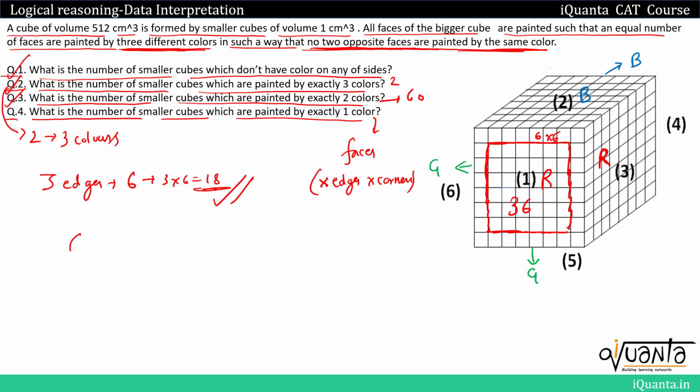We have 6 faces. On each face we have 36 cubes that have just one color. So total 216 cubes come from the faces. So if I find out the total number of cubes that have exactly one color, so 18 plus 216, it gives me 234. 234 will be the correct answer to the last question.